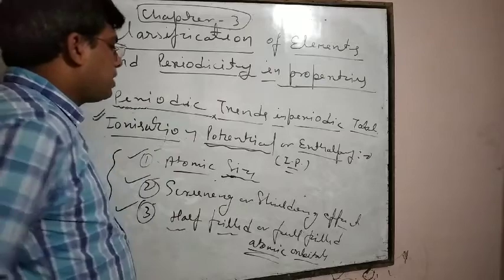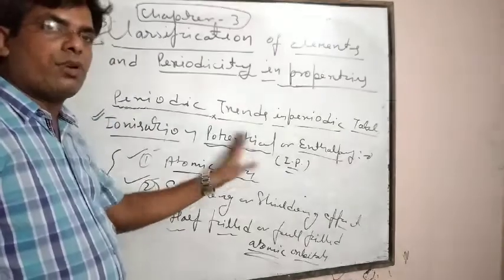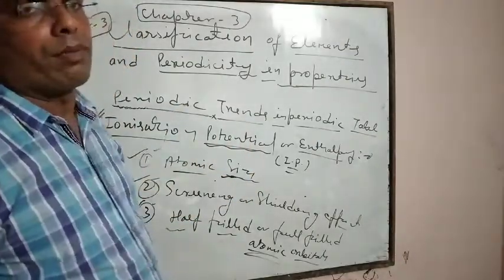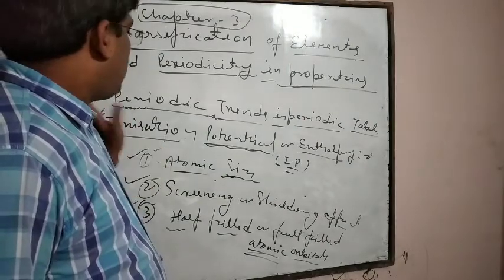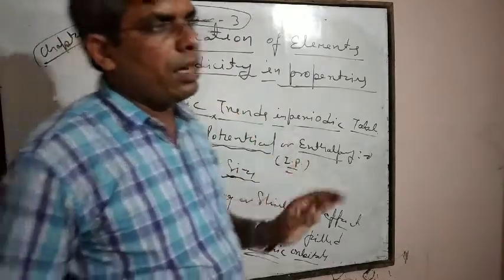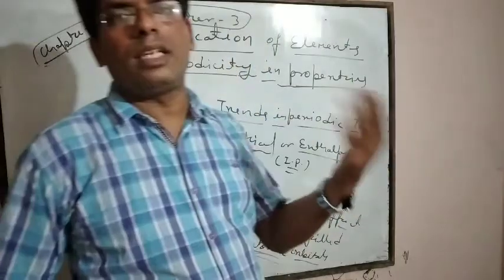On the basis of atomic size, how can we explain variation of ionization potential while moving from left to right in a period and while moving from top to bottom in a group? While moving from left to right in a period, due to decrease in atomic size, value of ionization potential increases.